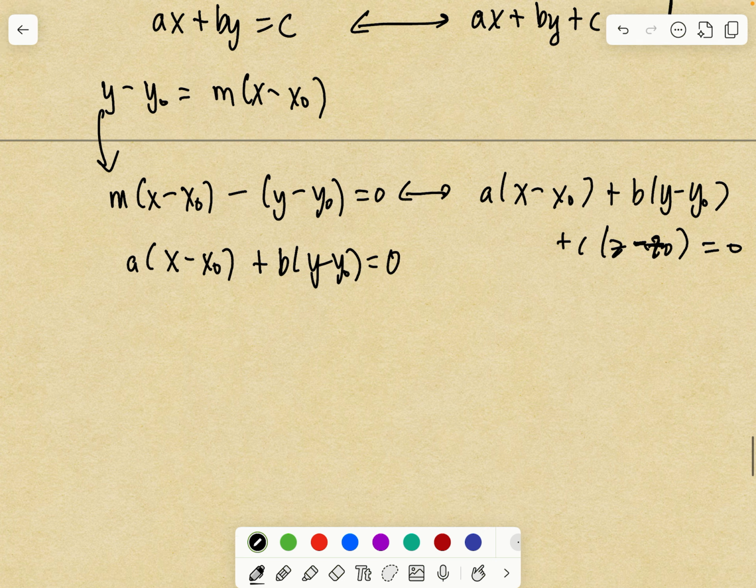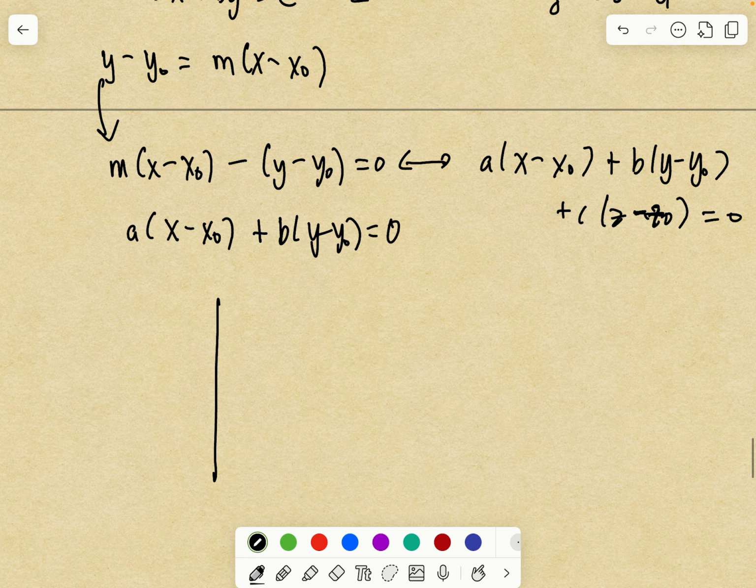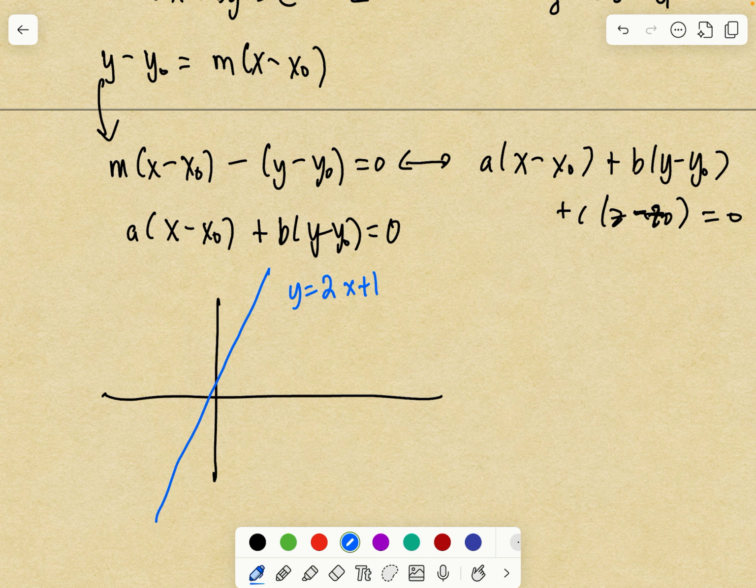So let's see, in 2 dimensions, if you have a line, let's go back to the equation 2x plus 1. So 2x plus 1 is maybe like this. What would that look like in terms of the analog of the equation of the plane that we found with the dot product?